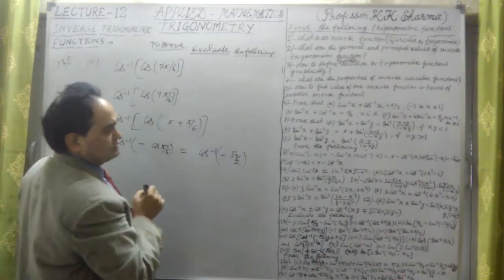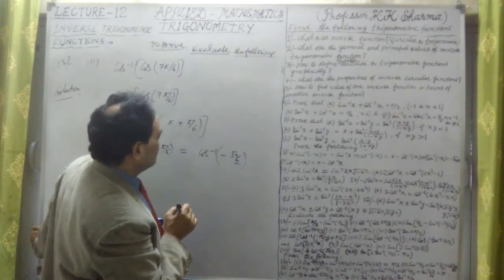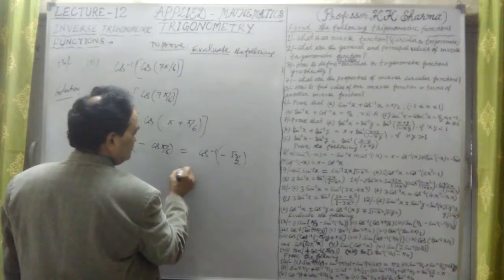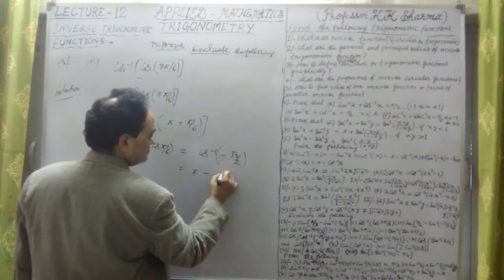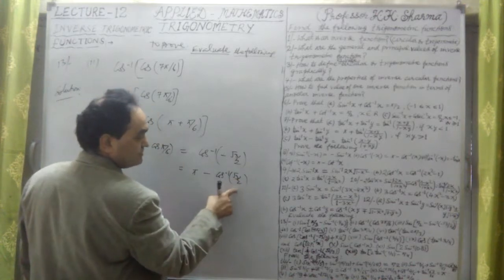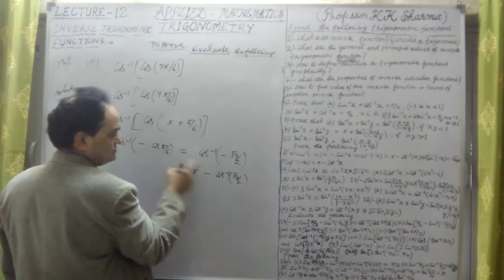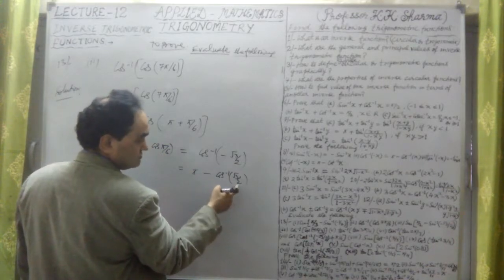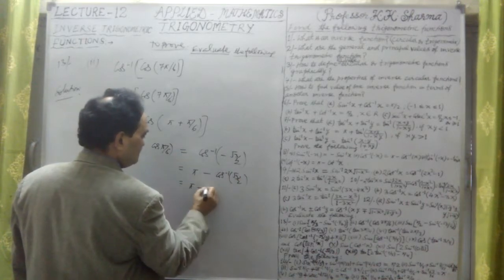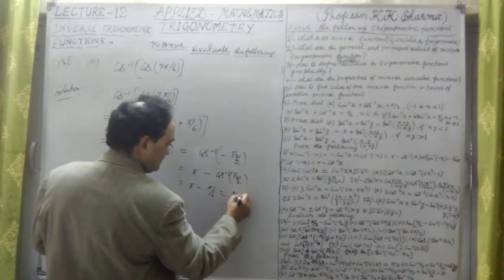So cos 30 degree is this value. Now we know that cos inverse of minus x gives us pi minus cos inverse of x. So it is pi minus cos inverse of root 3 by 2, which is nothing but pi by 6. It will give us pi by 6 only. It is nothing but pi minus pi by 6, so the answer is 6 pi minus pi by 6.